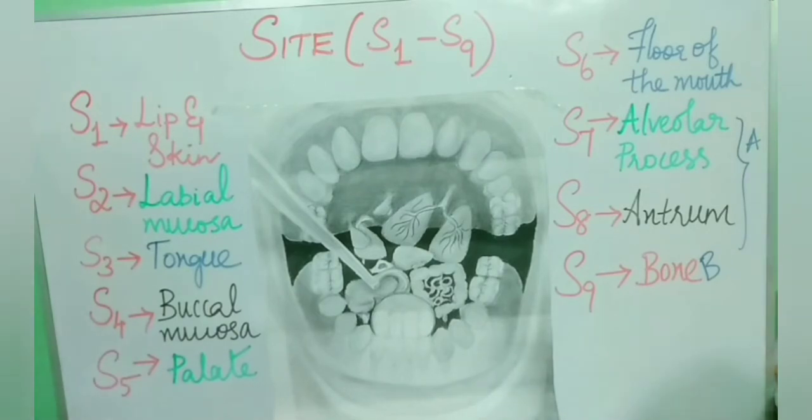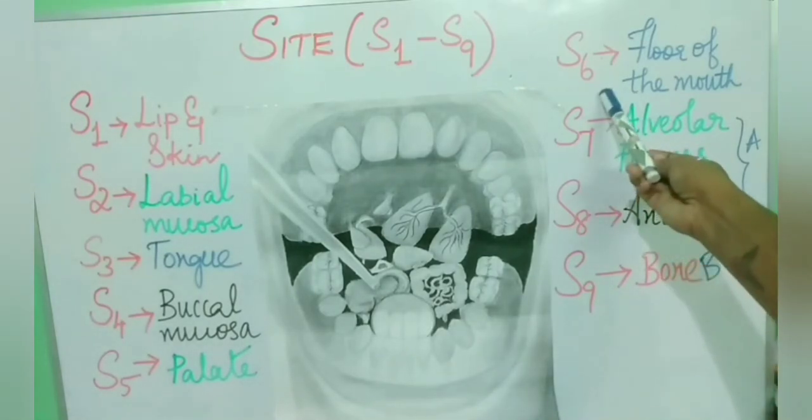Next, adjacent to the lip we have labial mucosa. So that is S2. Involvement of labial mucosa is S2. If you go further, you can see the tongue there. So that is S3. Involvement of tongue is S3. On either side of the tongue, we have buccal mucosae. So that is S4. The roof of the oral cavity is formed by the palate. So that is S5. And the floor of the oral cavity is formed by the floor of the mouth.